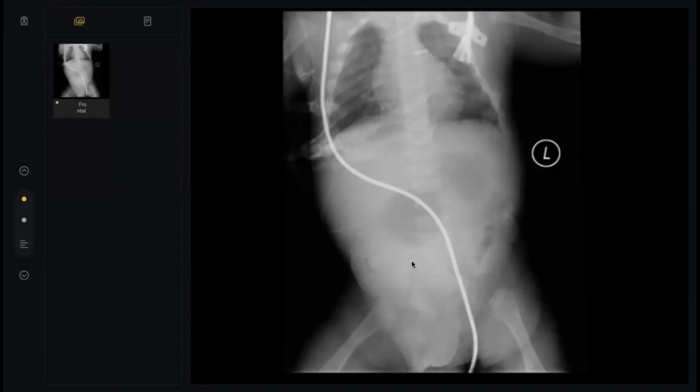Doctor, I suspect duodenal atresia or CHIPS, congenital hypertrophic pyloric stenosis. My next step is ultrasound. Keep in mind, my doctor, ultrasound, especially in pediatric and neonate, whatever the pathology, ask for ultrasound. Okay, sir? Ultrasound.